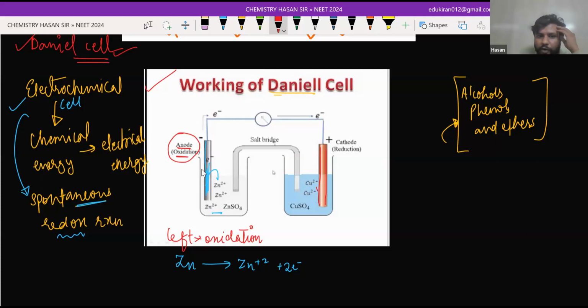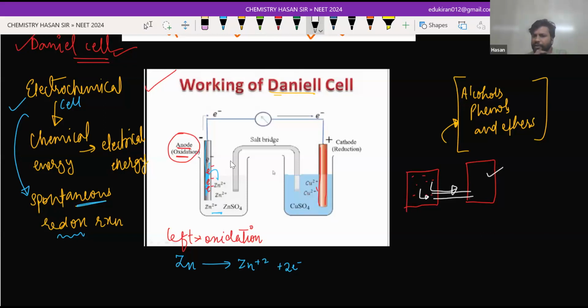So after some time, what will happen? The density of electrons on the left hand side increases. It's just like there are two tanks. One tank is full of water and one tank is empty. You just connect the tanks like this. So what will happen? The water is more on the left hand side and very little on the right hand side, so the water will flow from left to right.